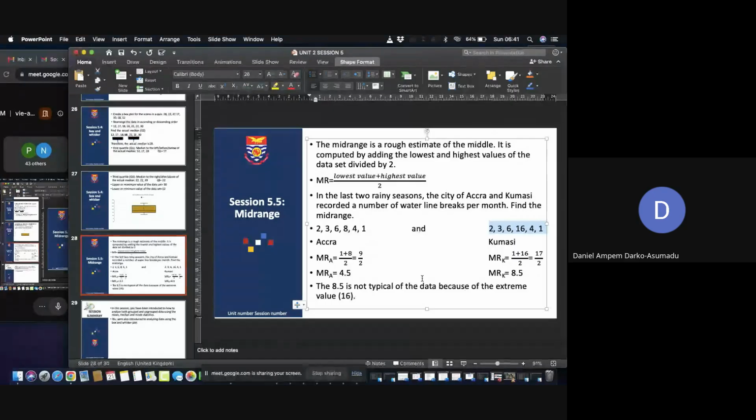So basically, we are recording more on average in Kumasi than in Accra because this is 8.5 and this is 4.5. So it is higher in Kumasi than in Accra. But it is higher because they recorded a highest waterline break of 16 in Kumasi, which has made the value higher. So the extreme value there is influencing the average we have recorded.